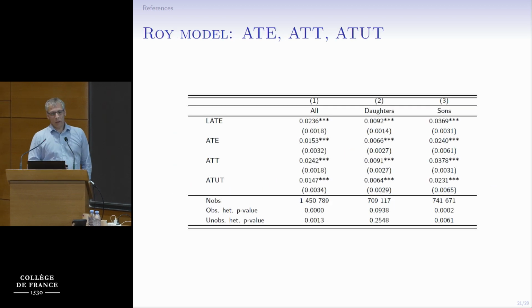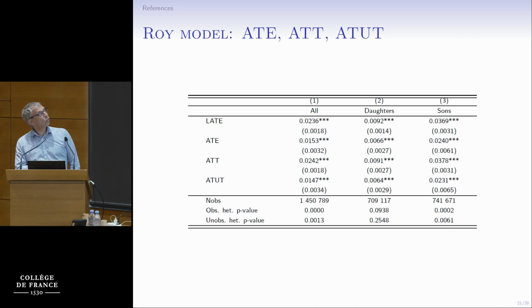Turning then to our Roy model, the great thing about the Roy model is you get these other treatment effects nicely estimated. I'm not going to go into the details of how exactly we do this, so I'm happy to talk about that offline. We have the local average treatment effect just to give you a comparison. And the main interest, let's start from column 1 where we have sons and daughters, is that here's the average treatment effect on the treated.